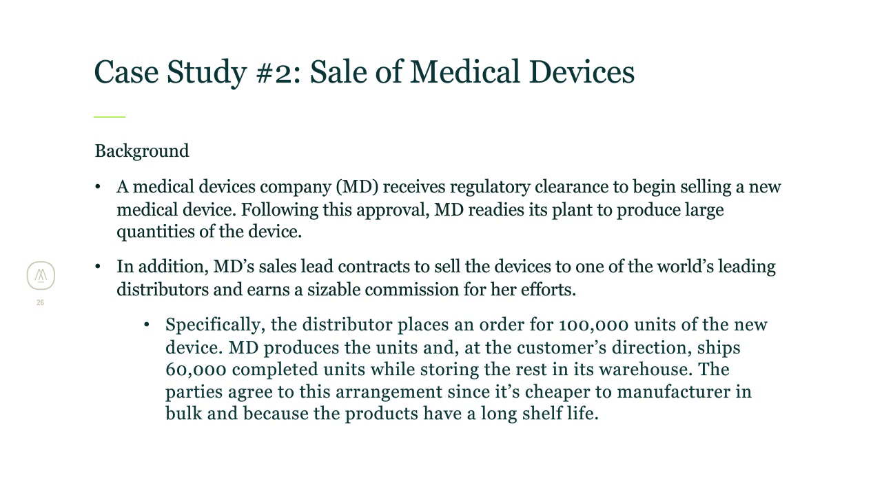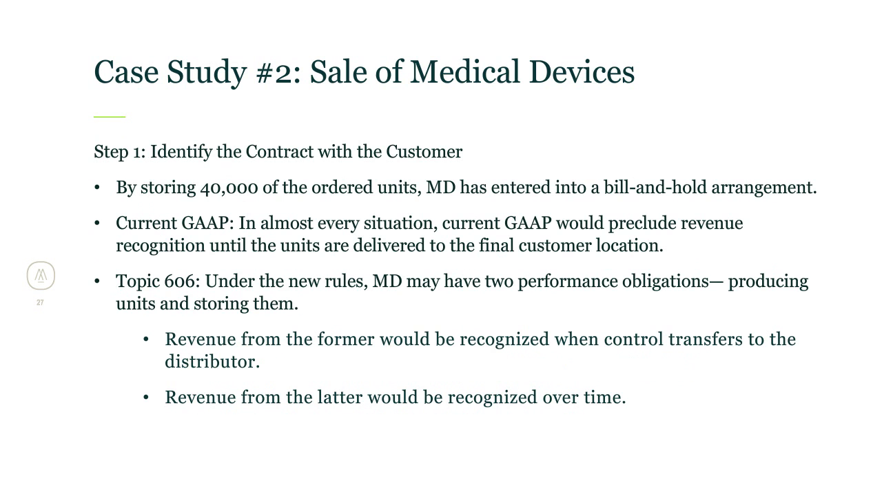So let's think about step one. Who is our contract with? Since 606 got rid of the sell-through method, it is now only sell-to. In our situation, the contract has to be with the distributor as the customer. So then we would think about our performance obligations.